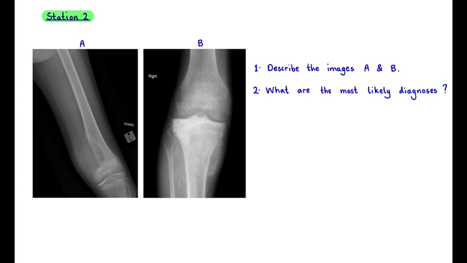Station 2, describe the images A and B. What are the most likely diagnoses? So for A, notice this particular lesion right here. And then for B, notice this lesion right here.